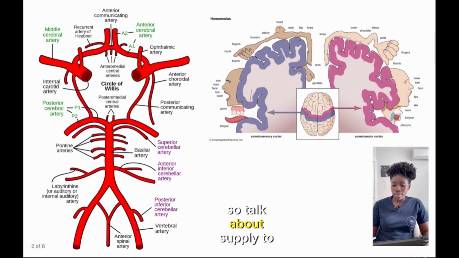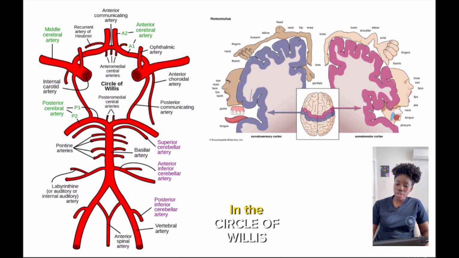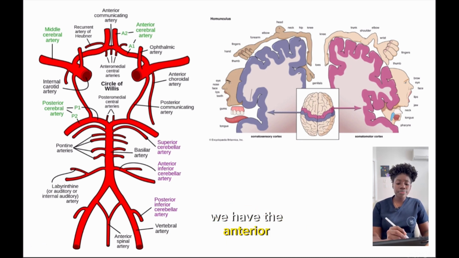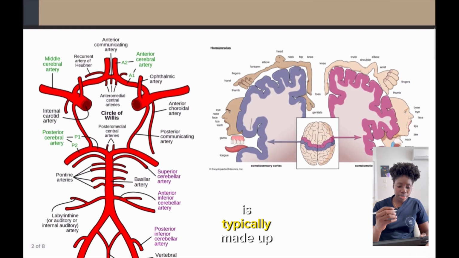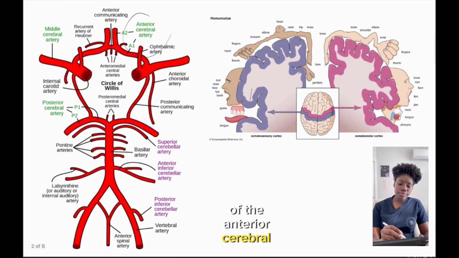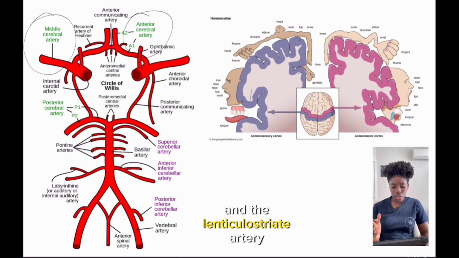So, talk about supply to the brain. This is the circle of Willis. In the circle of Willis, we have the anterior circulation and we have posterior circulation. Right? The anterior circulation is typically made up of the anterior cerebral artery, middle cerebral, and the lenticulostriate artery that's not here.